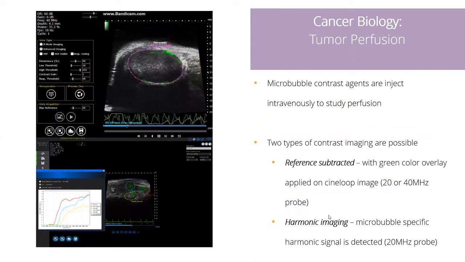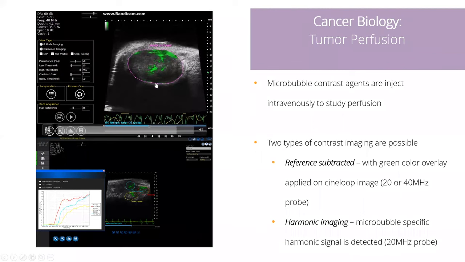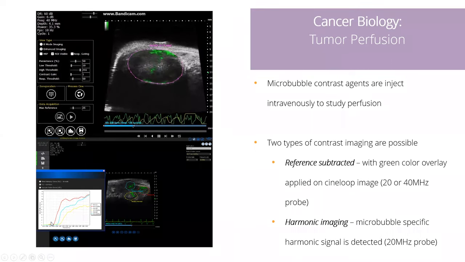Often within cancer biology, we want to start to look at tumor perfusion. And so we talked about contrast agents earlier on, and that we inject them, they stay within the vasculature. These are non-targeted contrast agents, and we're able to visualize them. We reviewed the two different ways to do that: reference subtracted, which you're seeing here, and harmonic imaging. But of course, what we want to do further from visualizing is be able to quantify. And so within the software, you can draw different regions of interest around your tumor or around the entire tumor and begin to quantify that change in perfusion or differences within the different regions.